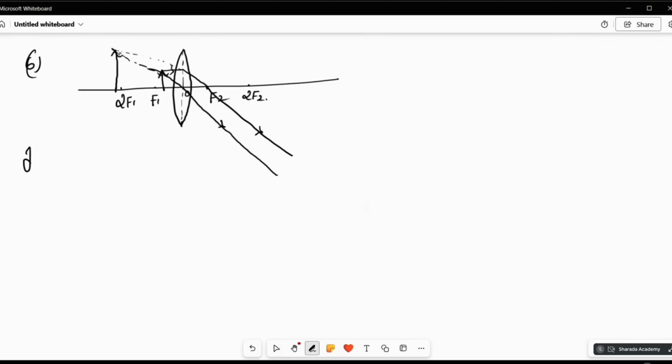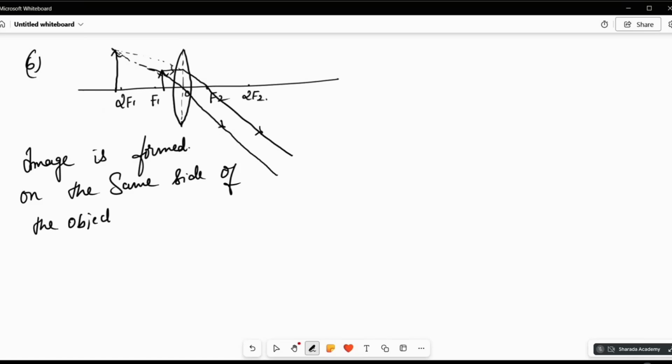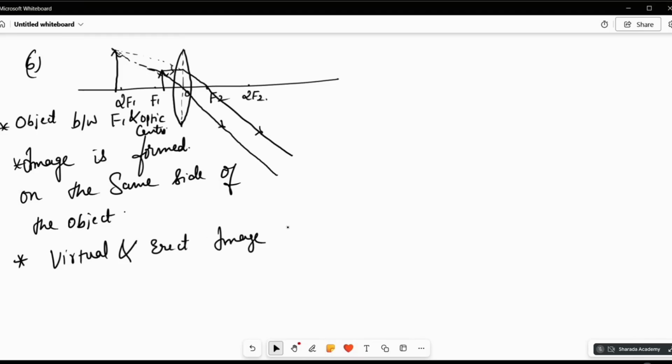So here the image is formed on the same side of the lens where the object is kept. You can write like that: on the same side of the object. Here we keep the object between F1 and optic center. In this last case we get a virtual and erect image. So in lenses, when you get the image on the same side, we will get a virtual and erect image.